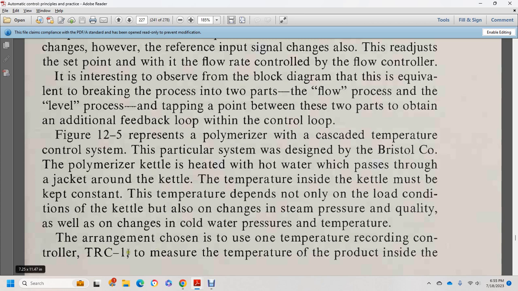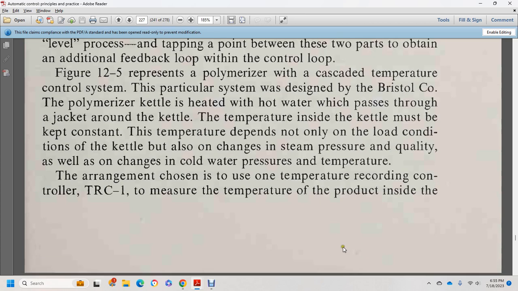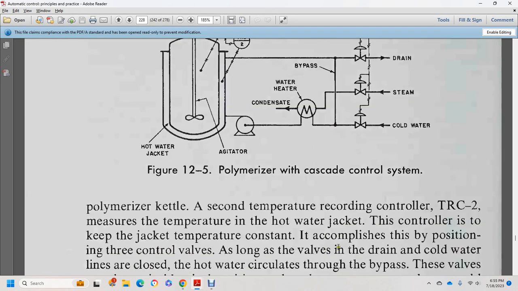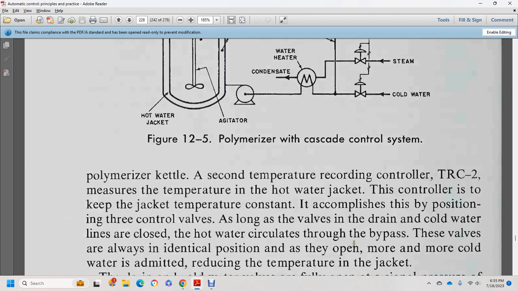Temperature recording controller number 1 ensures the temperature of the product inside the pressurized kettle, and the second temperature recording controller, TRC 2, measures the temperature of the hot water jacket and keeps the jacket temperature constant. It controls the position of the three control valves. When the cold water lines are closed, the hot water circulates through the bypass with each valve. They are always identical in position, and when they are open more cold water is admitted, reducing the temperature in the jacket.